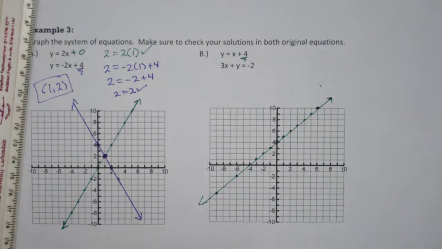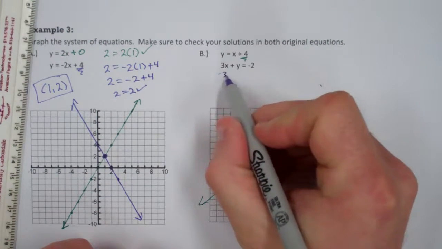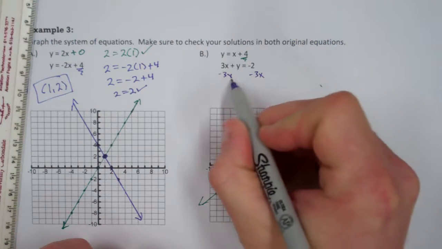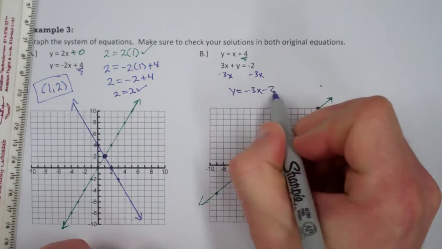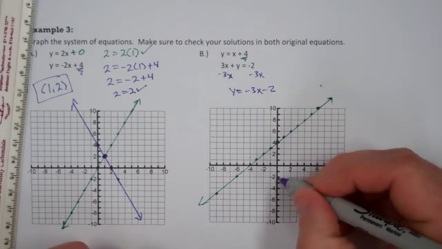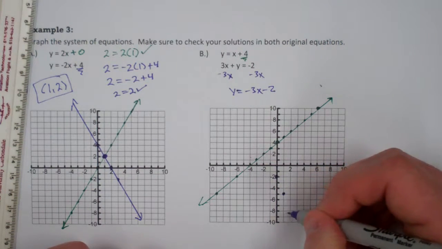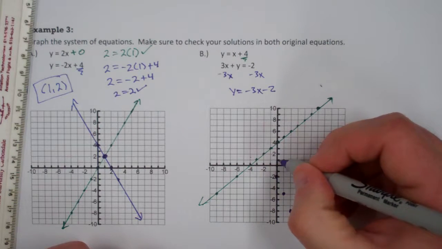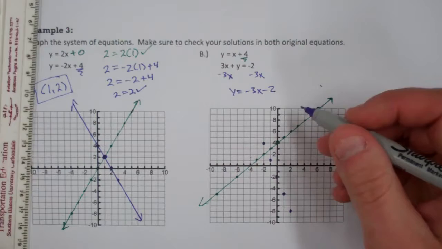There's the first one. And the second one here, we're going to have to do a little bit of work. The y is not solved for, so we're going to subtract 3x here first. And we'll have y is equal to negative 3x minus 2. Now we're in slope-intercept form. We can identify the y-intercept as being negative 2 and the slope as being negative 3 or down 3, right 1. Or we could go up 3, left 1, up 3, left 1, and so on.